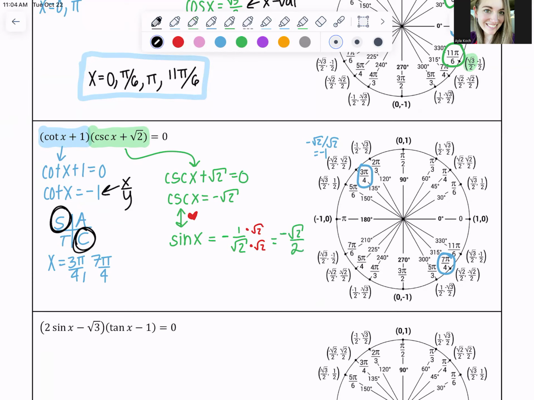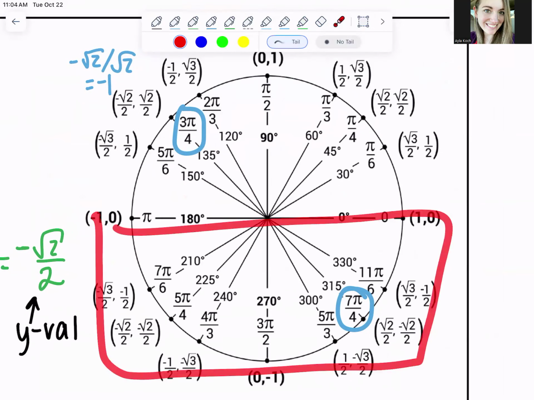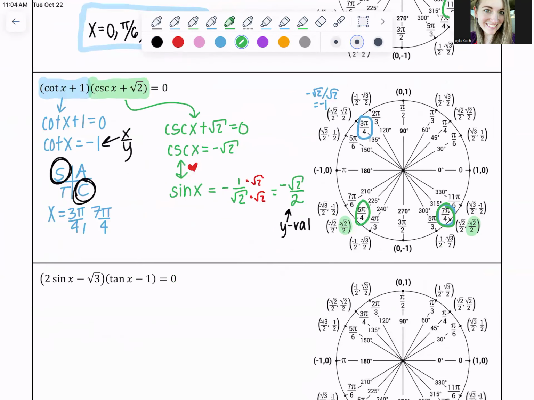So we're looking for when is the y value negative square root 2 over 2? So I come here, negative y values will be on the bottom part of the circle. Y equal to negative square root 2 over 2. Oh, that happens here at 5 pi over 4. And it happens here at 7 pi over 4. So 7 pi over 4 ends up working for both equations. We get x equal to 5 pi over 4 and 7 pi over 4.